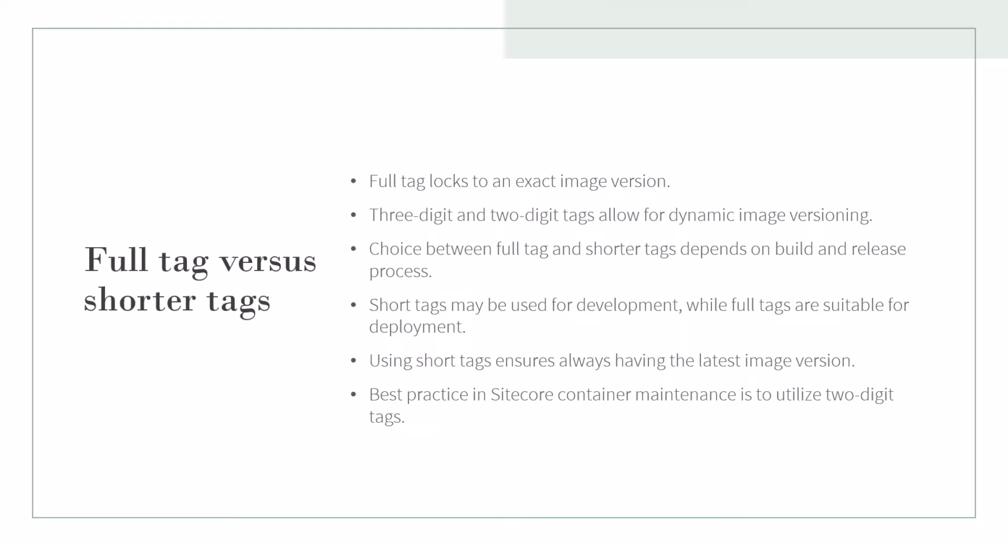If you always want the newest image, stick with a short tag. Since Sitecore maintains containers and their unchangeable images, it's best to use the 2-digit tag when making container images. This ensures you have the most recent Sitecore container and automatically receive the latest updates.